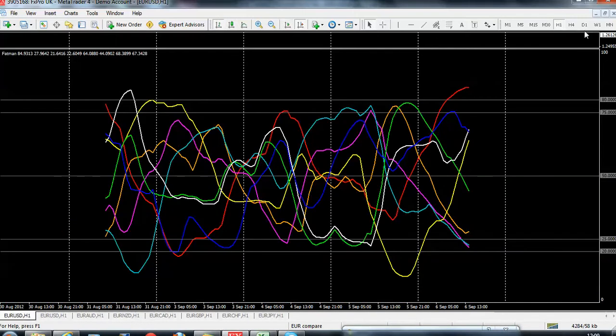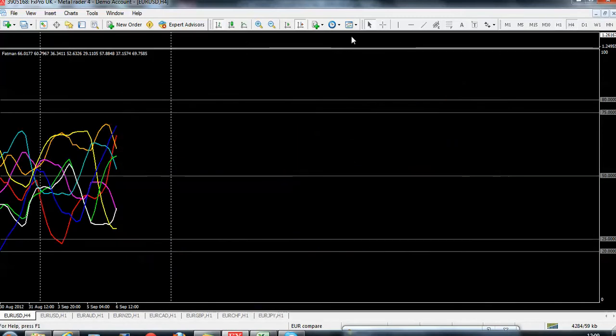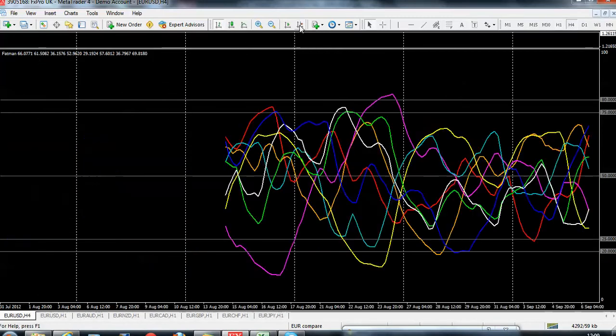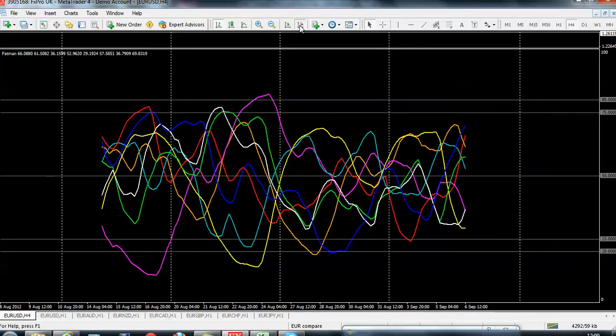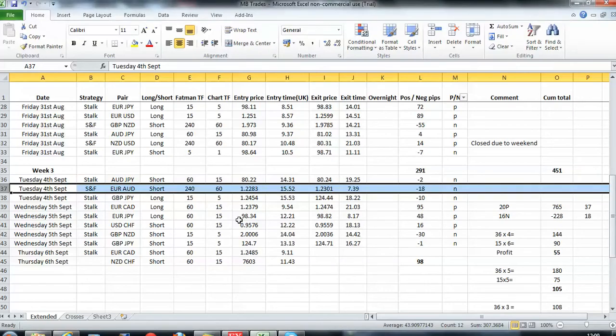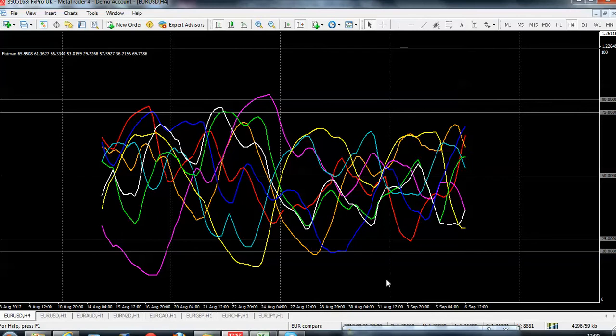Now the indicator was the fat man. Okay, so this is where we got step one of the three-step system. Let me just check what the time was. So we were looking here on Tuesday the 4th at around about 10 to 4 UK time. So there's a euro Aussie short. Let me find the crosshairs here.